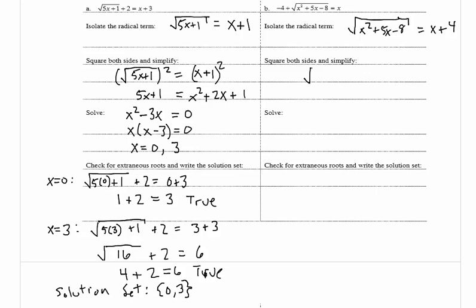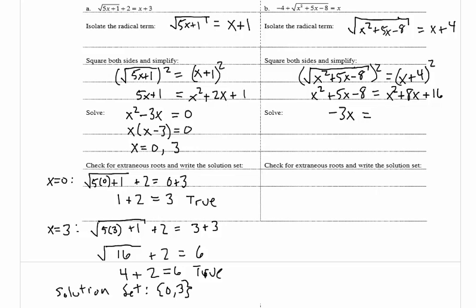So we have the square root of x squared plus 5x minus 8 squared is equal to x plus 4 squared. And now the square root of x squared plus 5x minus 8 squared is x squared plus 5x minus 8. And then we have another perfect square trinomial, so we're going to have a squared, which is x squared, plus 2ab, which is 2 times 4 is 8x, plus 16, b squared. And now when we subtract x squared from both sides, they will cancel out. And then subtracting 8x from both sides gives me negative 3x is equal to, and then if we add 8 to both sides, we get 24. And x is equal to negative 8.